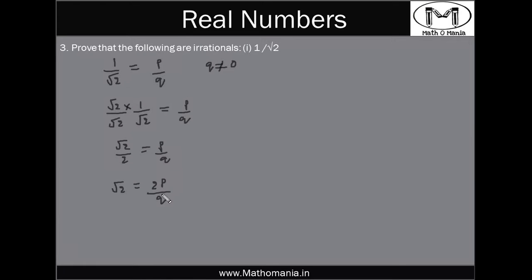Now we know that root 2 is an irrational number, whereas 2p upon q is a rational number. Why? Because p and q are integers only. So this 2p upon q is rational, whereas root 2 is irrational, and we cannot have an irrational number equal to a rational number. This is not possible. That means our assumption that 1 upon root 2 is rational was wrong, which proves that 1 upon root 2 is an irrational number.